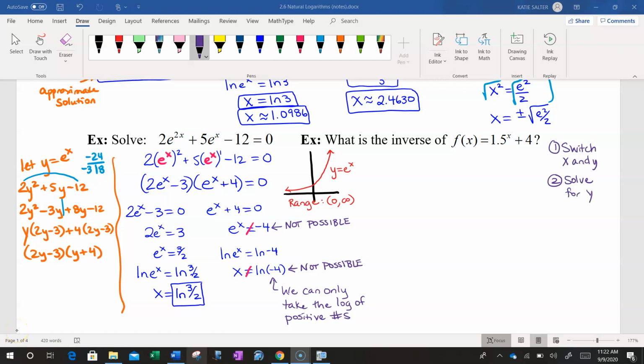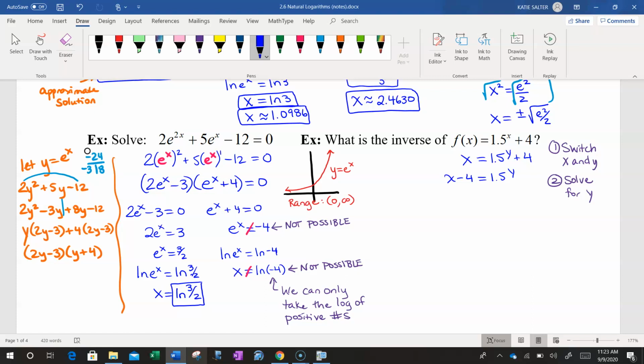So remember, we know that f of x really means y. So when we switch these, I'm just going to put y in there, and then we'll rewrite it with the correct notation at the end. So step 1, we're going to switch x and y. So this is going to become x equals 1.5 raised to the y power plus 4. Then we're going to solve for y. So the next step would be to subtract 4 to the other side. So we have x minus 4 is equal to 1.5 raised to the y power.